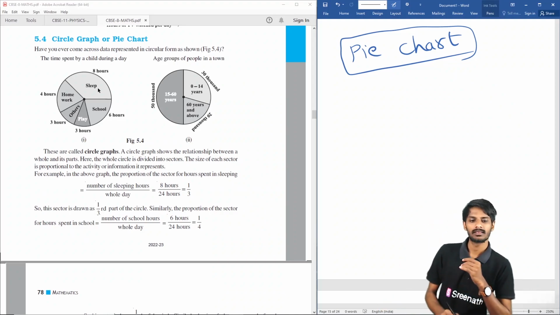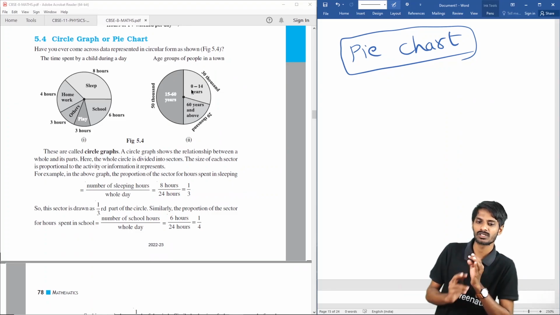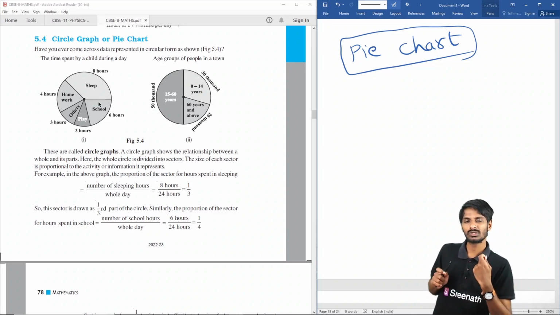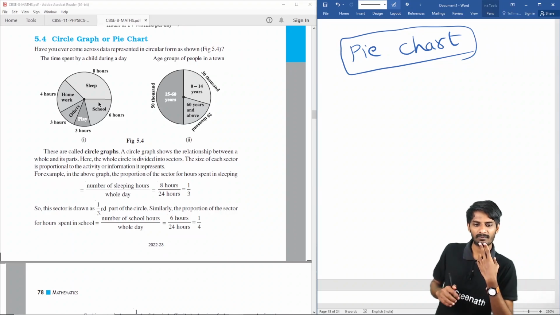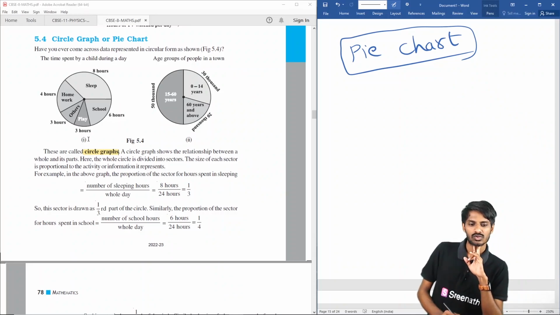Here you see the time spent by a child during a day; during a day, a child spends her time on all these things. And this is the age group of people in a town. So these two represent so much data, so easily. These circle graphs are called pie charts or pie graphs. It shows the relationship between the whole and the part of it.